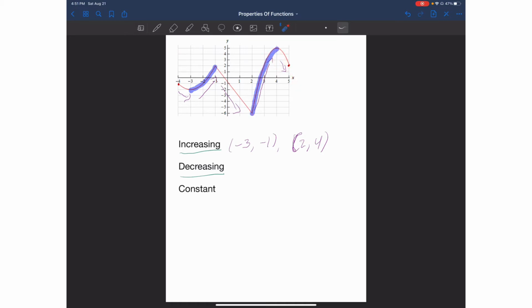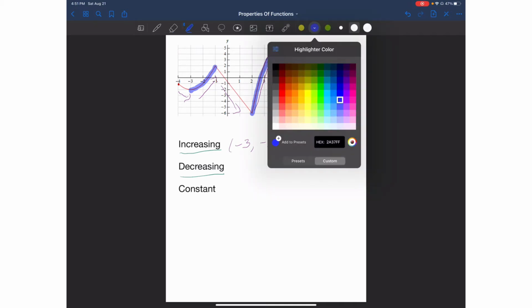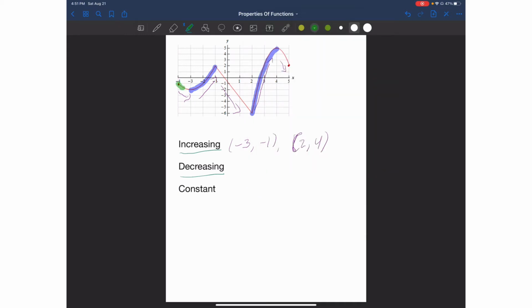So now let's look at the decreasing part. I'm going to highlight using a different color. I'm going to do green. Again, I can see my graph going down because of the arrow. And I can see my graph going down on the last piece. I don't see any constant, so that's not going to be part of my answer on this one. But we will do some in class that have constants, where it just looks like a straight line.